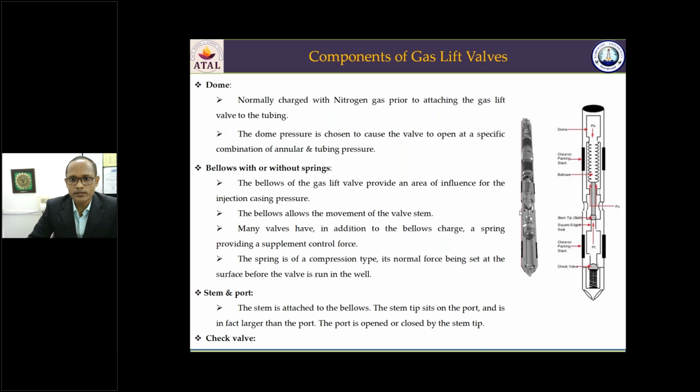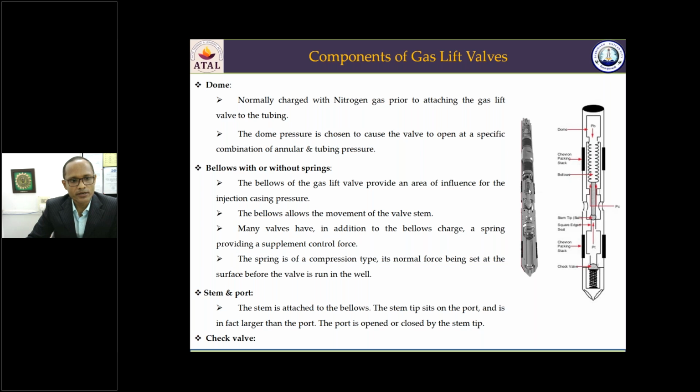Now we'll see the components of the gas lift valves. There are different components of these gas lift valves. At the top, we have the dome. This dome is pressure charged. It is charged with nitrogen gas. Below the dome, we have the bellows. The bellows provide an area of influence for the casing pressure. And below the bellows, we have the stem and the tip. This is the stem, and this is the port, the main opening of the gas lift valve.